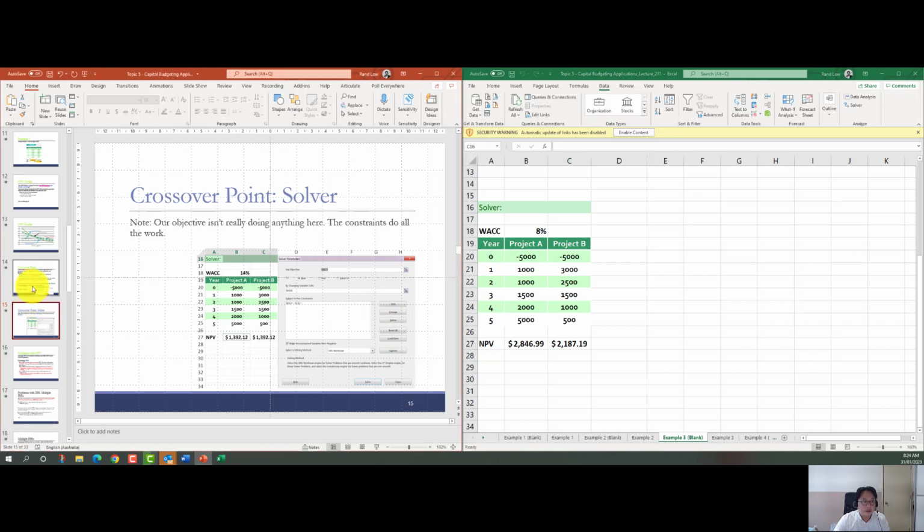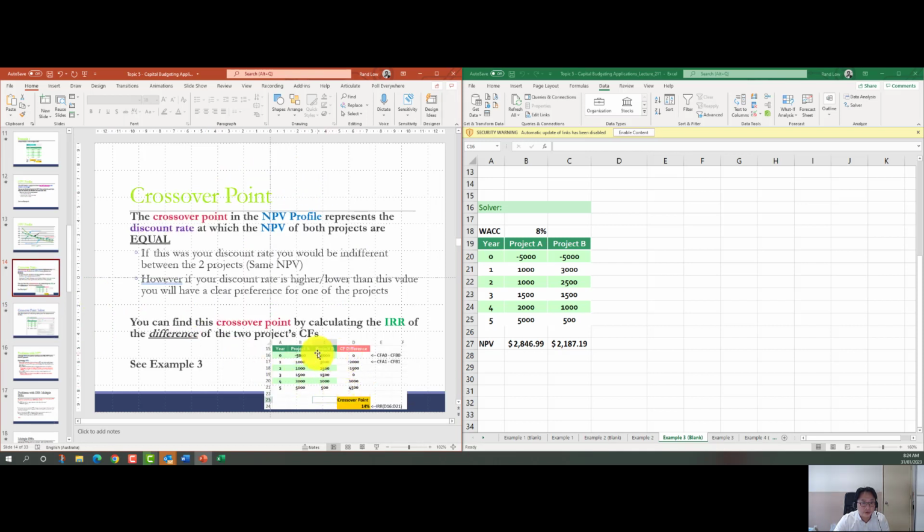So we can see over here, we can use the cross point solver, but really the crossover point, as we've seen over here, is just taking the cash flow difference and setting up what the IRR is going to be. Okay, so let's just do it quickly. CF difference is going to be that minus that, and copy that throughout. And we go equals IRR of this whole bunch of stuff here. And it's 14%. Okay, so that's pretty simple. So that's the crossover point.